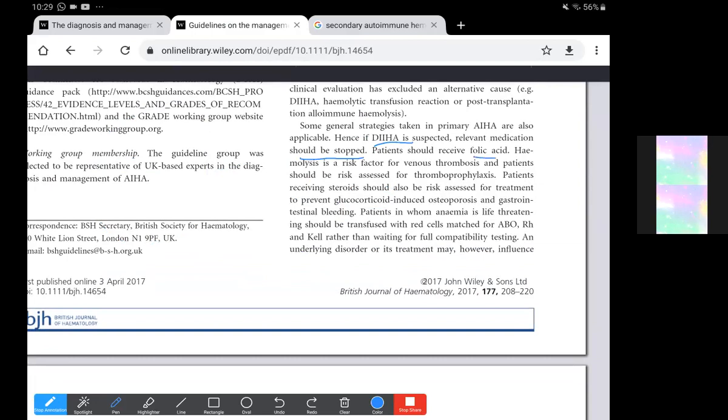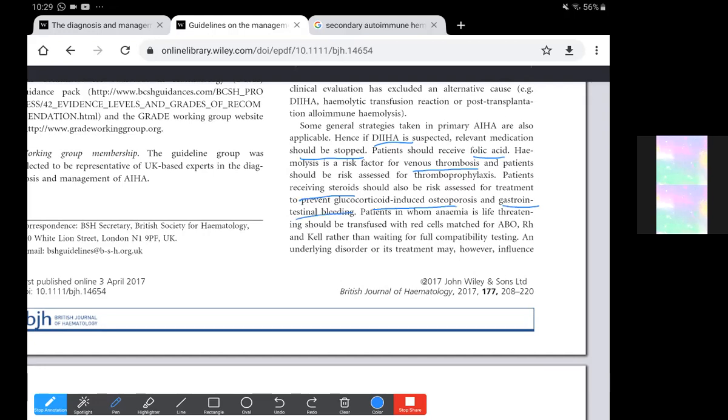And the patients would receive folic acid, and because of the hemolytic factor, since it causes hemolysis, venous thromboembolism is common. We had discussed risk factors for thromboembolism: mostly inpatients, those receiving large dose steroids, those with acute exacerbations and hemoglobin less than 85 grams per liter, and patients who are mostly non-ambulatory. Then, because patients are receiving steroids, we had to prevent glucocorticoid-induced osteoporosis and gastrointestinal bleeding.